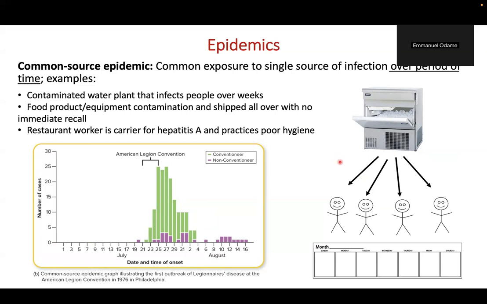Compared to that, the same time is point source epidemic, but not at the same time is common source epidemic, and it's more common. You can get it through contaminated water or plant infection, food product, equipment, and a restaurant worker can also be a carrier of hepatitis A, and through poor hygiene practices can spread it. So one simple example is imagine the ice machine in the lab, someone spread E. coli on it, we all keep touching it throughout the whole month, and we all get it.